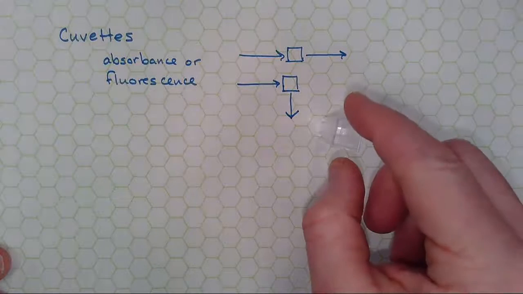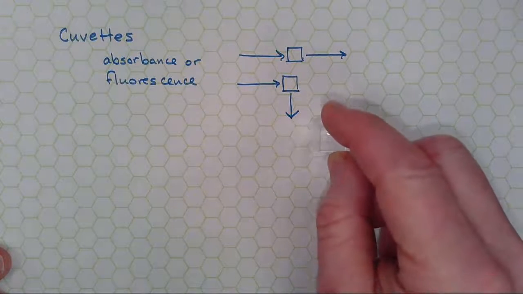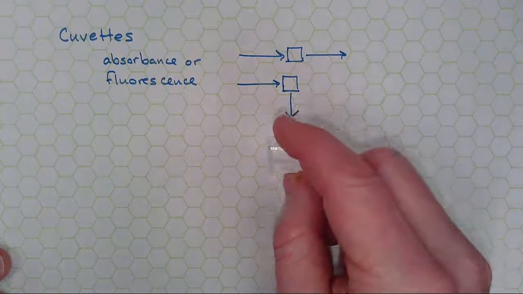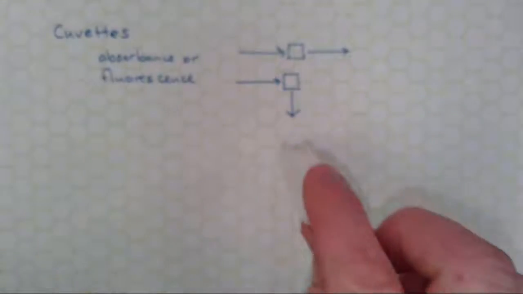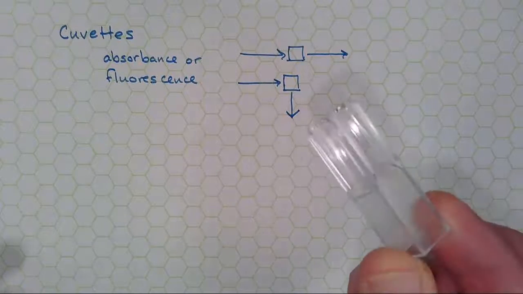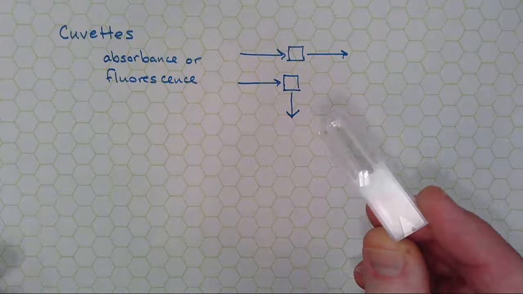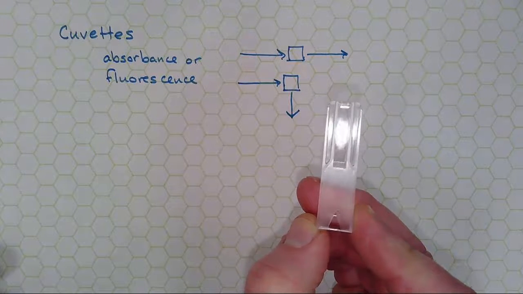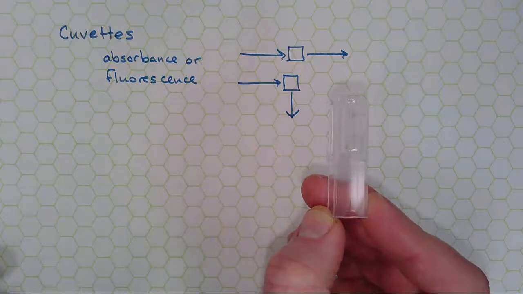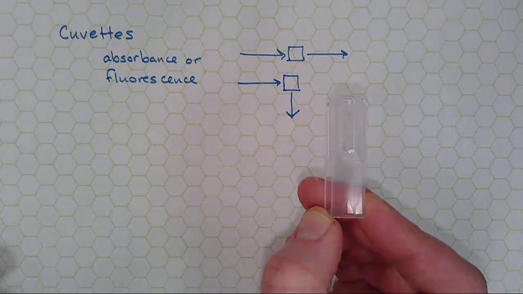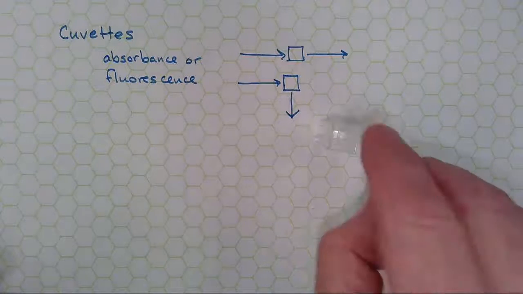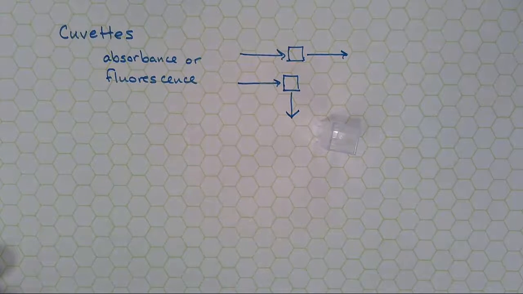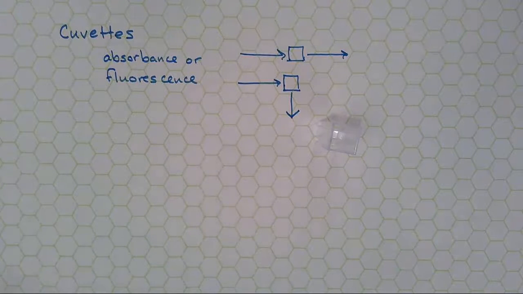With this particular cuvette, you guys should pick these up and take a look at them. If you run light the way I'm holding it, then you get a 1 centimeter path. But to save volume, it's squeezed down on the sides, so you don't want to go through that because then you don't have a regular path length.